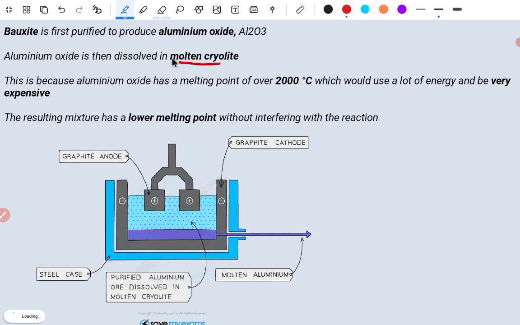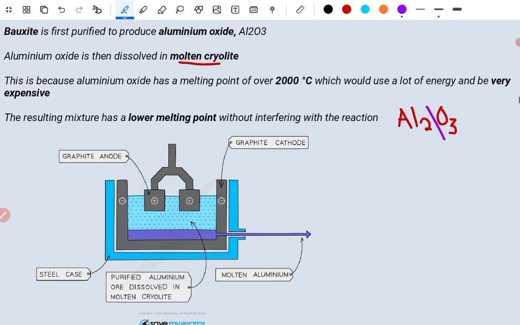So we are saying that in this mixture here, we have pure aluminium oxide. From this aluminium oxide we have two things: aluminium and the oxide here. So here's what will happen. These are the things that are taking place inside this electrolytic cell.